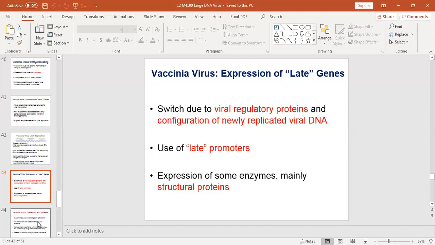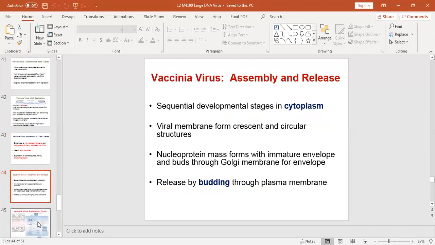These result in the activation of late promoters and expression of late genes and then later on translation of these late genes, resulting in the expression of some enzymes and mainly structural proteins for packaging and assembling the virus. In terms of the assembly and release of the virus, we've talked about this issue before, that in some instances it doesn't happen in one stage. It happens during sequential developmental stages, meaning that specific protein and protein-DNA interactions need to take place in order for the genome of the virus and capsid proteins to interact and assemble.